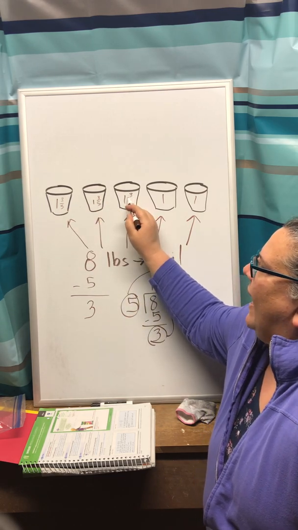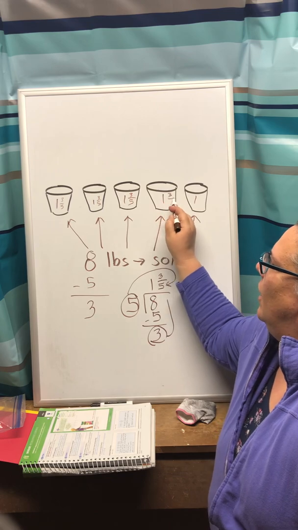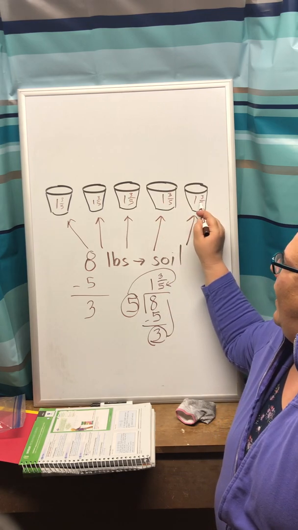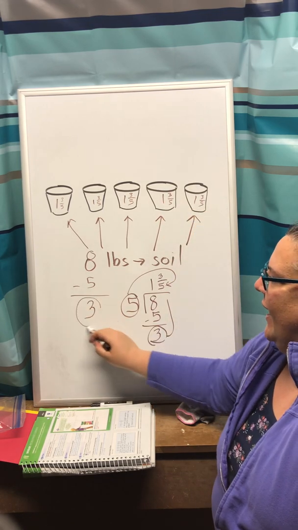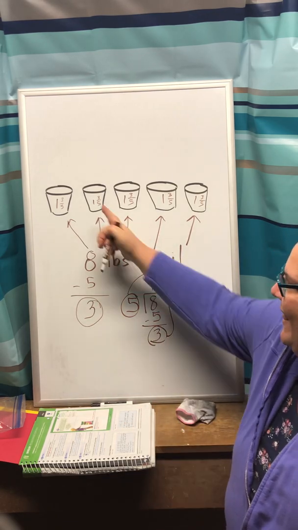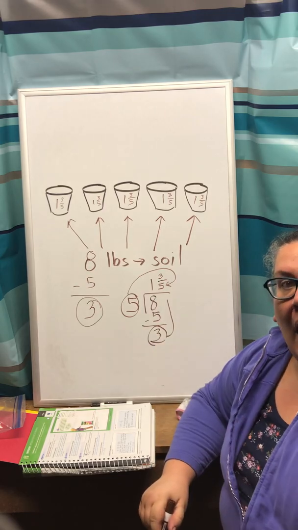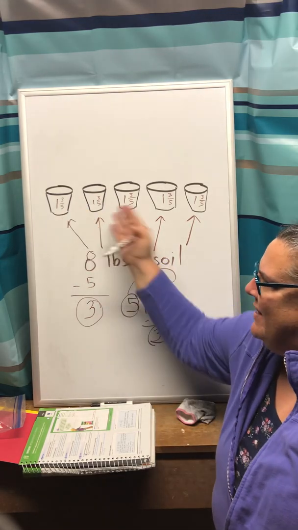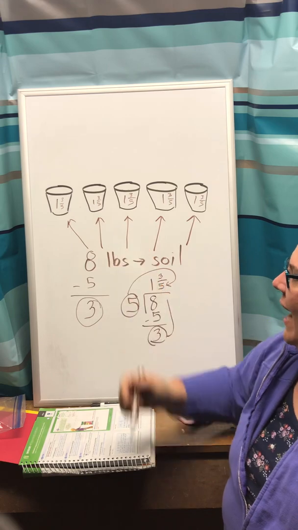So if we go back and look at what I did first, here's my 3 that was left over. That was my remainder portion. That's my numerator. And then how many pots am I dividing it between? That's my denominator. That's where my 3/5 came from.